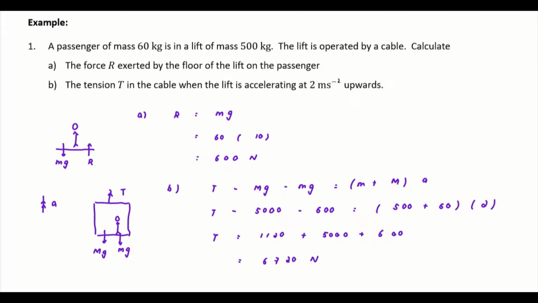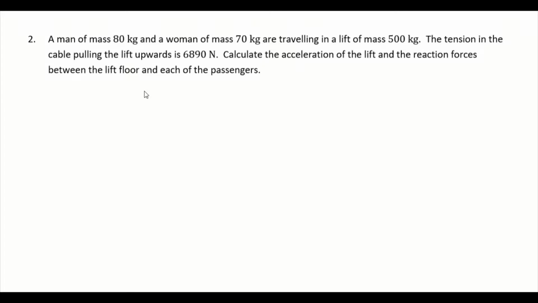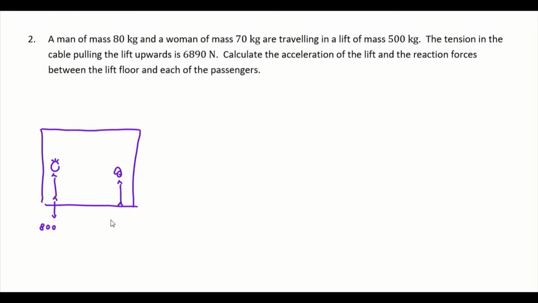Let's look at number 2. A man of mass 80 kg and a woman of mass 70 kg are traveling in a lift of mass 500 kg. Let's try to draw it out. We have the lift, and inside the lift we have this man. The mass is 80 kg, so the weight is 800. Then we have this woman, and the weight here is 700. The lift of mass 500 kg has a weight of 5,000. The tension in the cable pulling the lift upwards is 6,890 Newton.